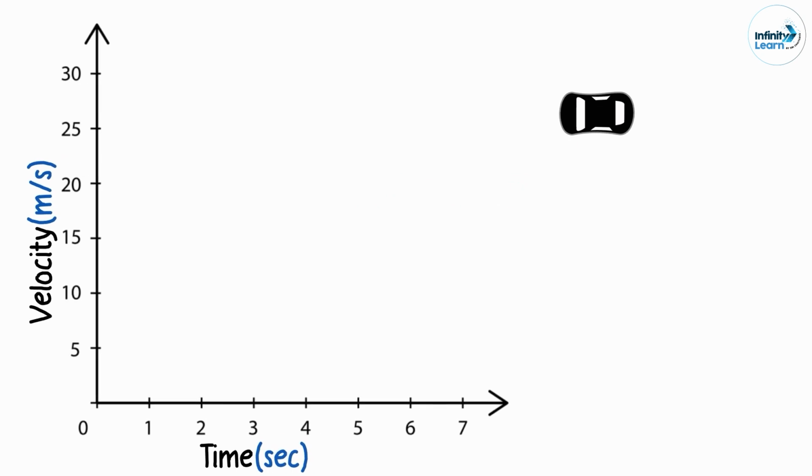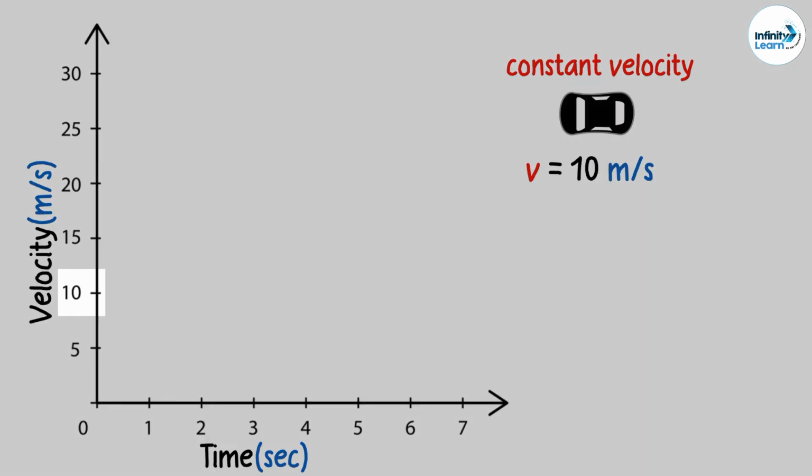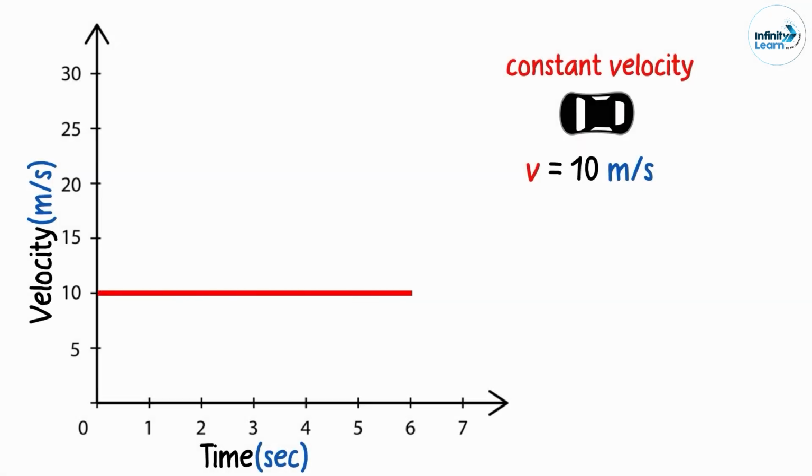If we have a vehicle traveling at a constant velocity, what will the plotted line look like? Let's assume the vehicle has a constant velocity of 10 meters per second. So this is 10 meters per second, and we draw a line which is parallel to the x-axis. At any moment in time, what we see is the constant velocity the vehicle is traveling in.